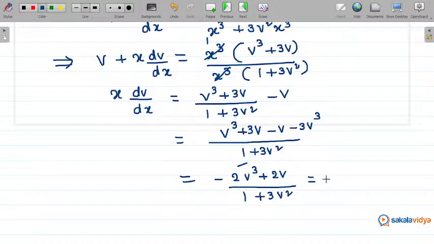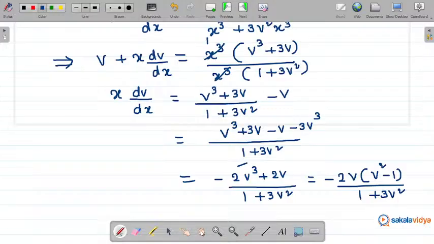Now, take minus 2v common, then what do we get? If you take minus 2v common, you get v square minus 1 divided by 1 plus 3v square. Am I right? Right. So now this can be put in variable separable form. 2v into v square, you keep it here itself, no problem. So now v into v square minus 1 by 1 plus 3v square, transpose this side.